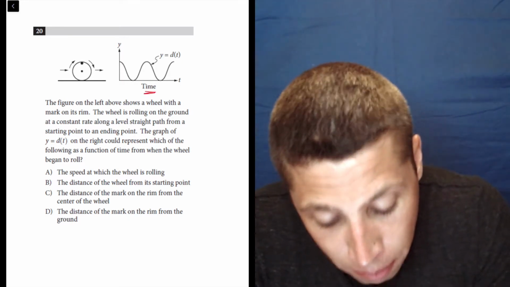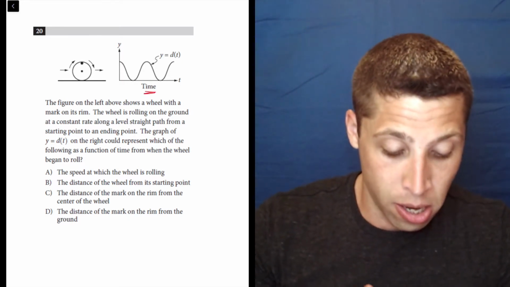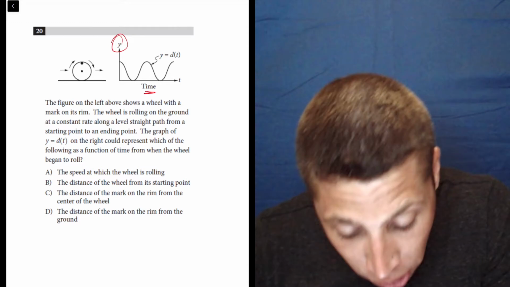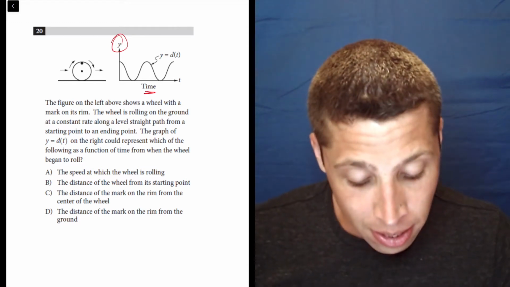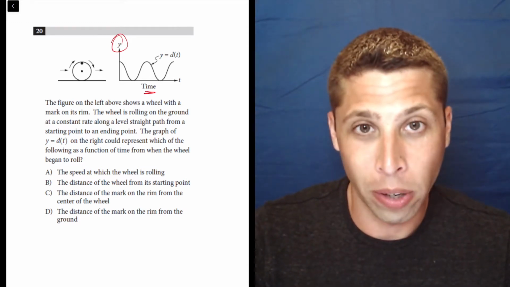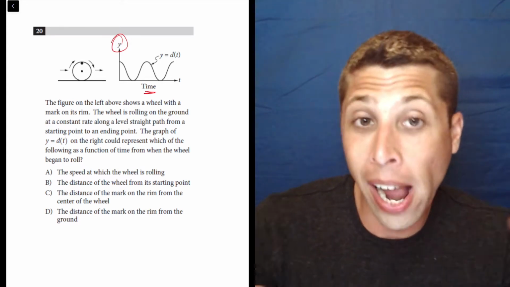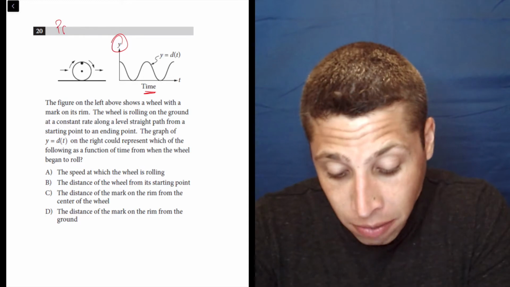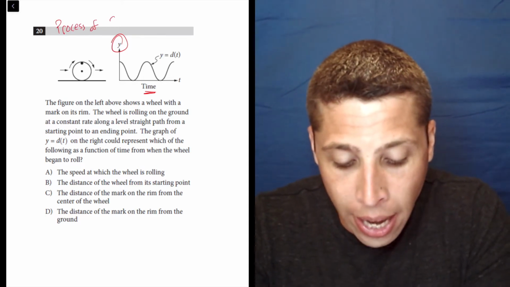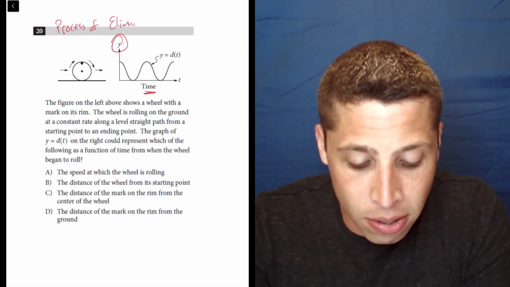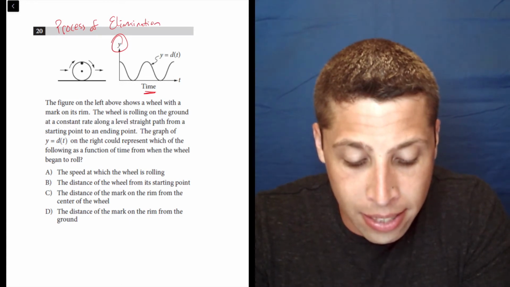So time is our x. So they're basically asking, what is y? What does this mean in the context of the story? So we have a graph that we don't really have a label for, and they're asking us for the label. So let's use process of elimination. Let's just go through and think about each of these situations and see if it makes sense for the story.